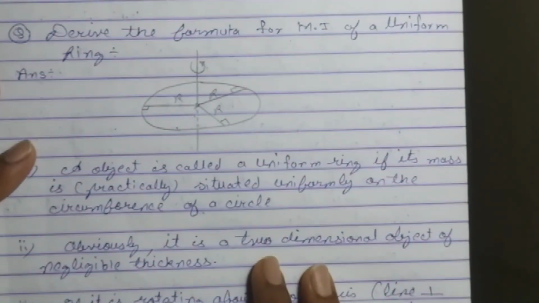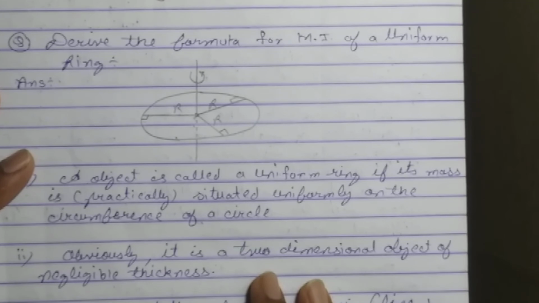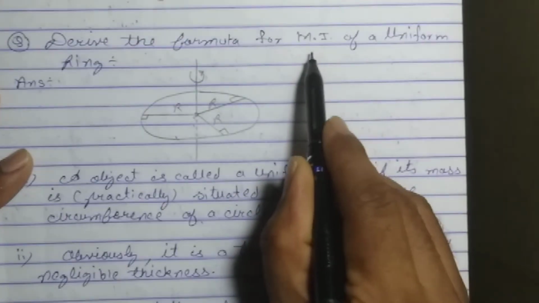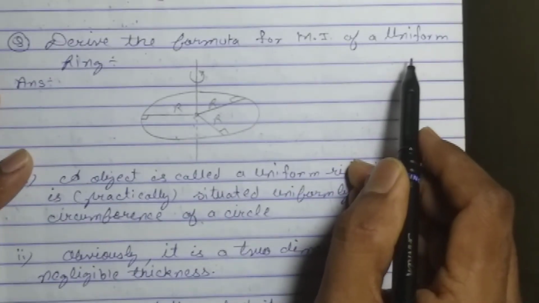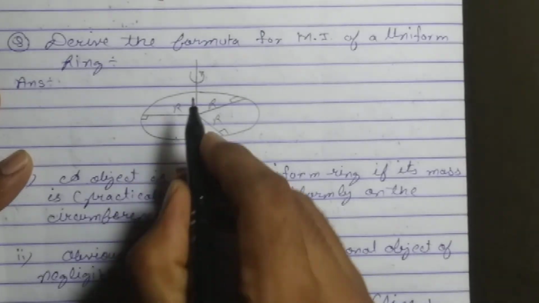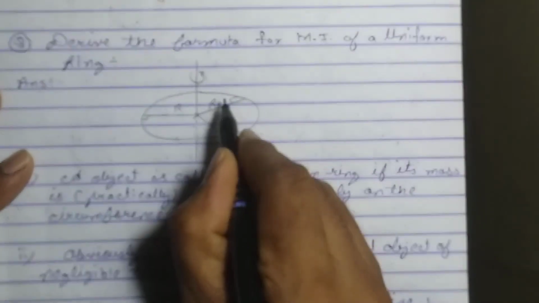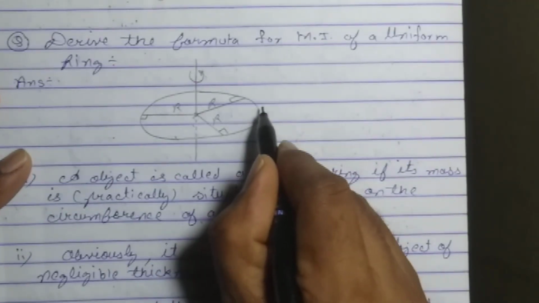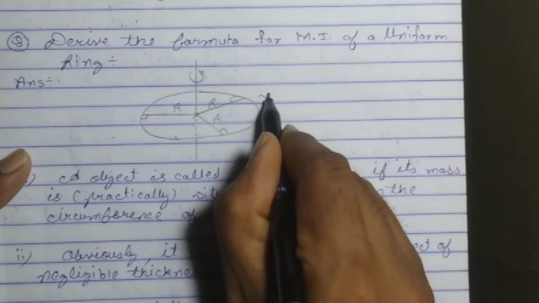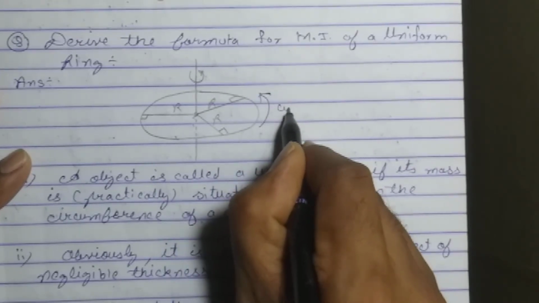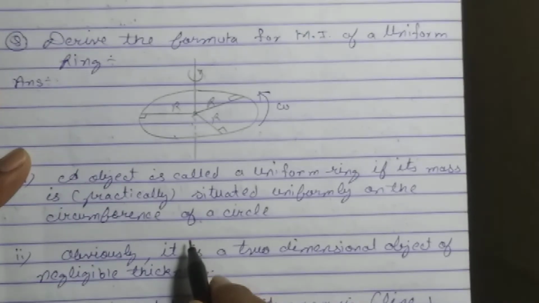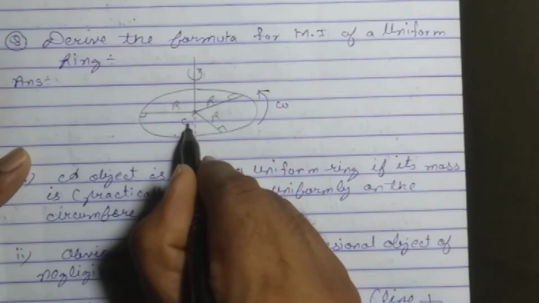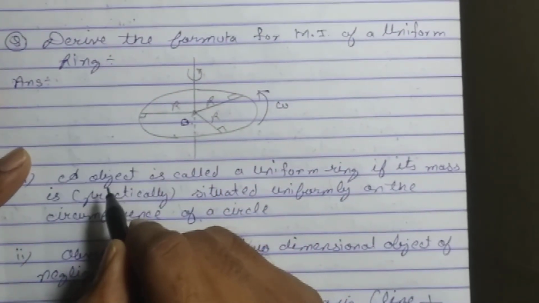Let's do the next question, students. The next question is like this. Derive the formula for the moment of inertia of a uniform ring. So students, we observe here, this is a ring which is rotating about its own axis with angular velocity omega. This axis of rotation is passing through point O.